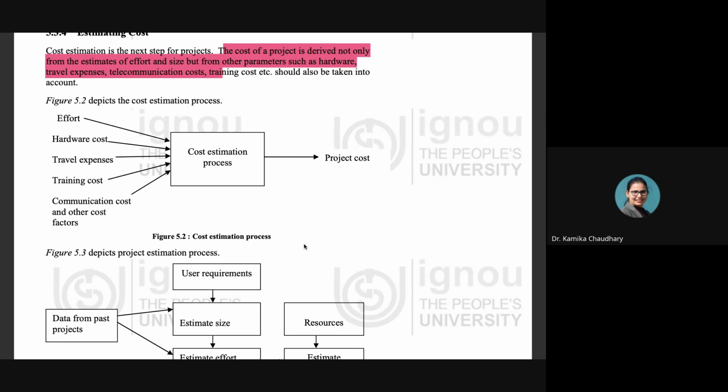not only from the estimate of efforts and size, but also dependent on various other factors, which are these: hardware cost, travel expenses, training cost, communication cost, and other cost factors, right? The cost of each and every point is fed into the cost estimation process as an input, and then the total or overall cost of all these factors is considered as the estimated project cost.